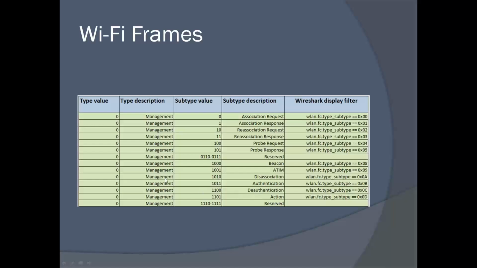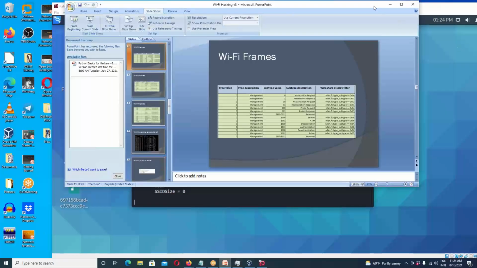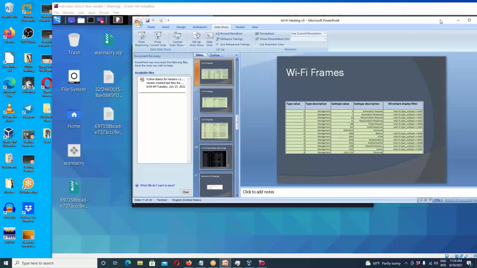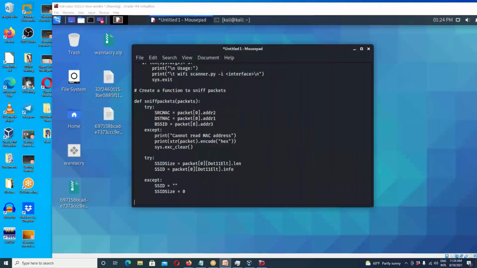But here's what I wanted to show you, the beacon frame. This is what we're looking for because this has the key information. So our scanner has to identify the beacon frame and then pull the information out of the beacon frame. So here it's type 0, subtype 8. That's what we're looking for. That's what our next function is going to do: go ahead and look for that beacon frame.